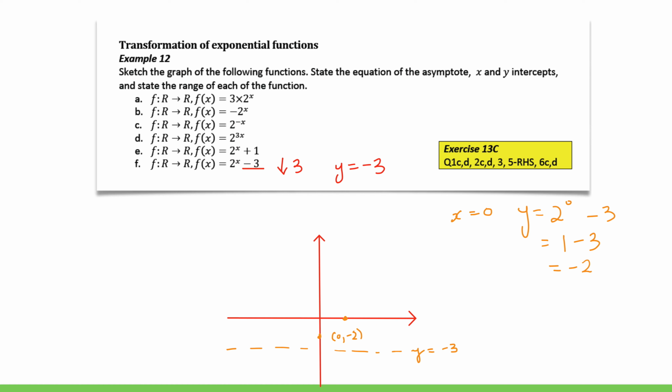So my graph will actually pass through here, which means it'll pass on a negative section of the y-axis. At this particular stage, we don't know how to find those x-intercepts. So for now, you can leave it blank, and in future, we'll learn how to find those intercepts there.